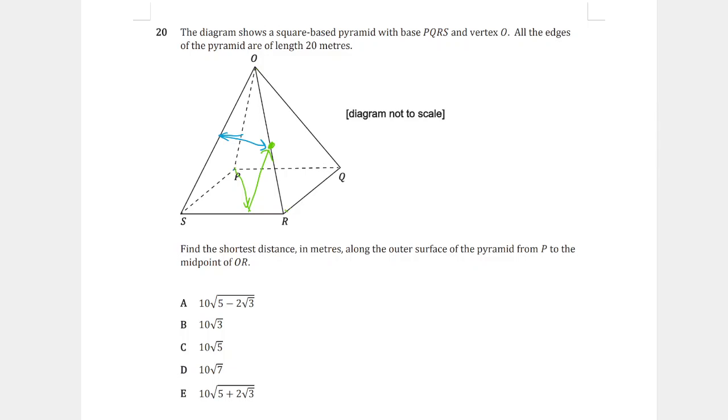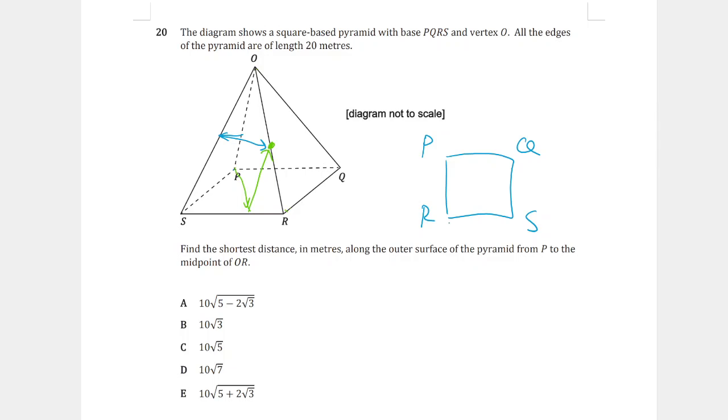Now we're going to figure out how to calculate the distances of the green routes or the blue routes. It's very hard to calculate distances on 3D surfaces, so the classic trick is to draw a 2D version of this, which is much easier. For example, the green route involves the square PQRS, of course. It also involves the triangle ORS.